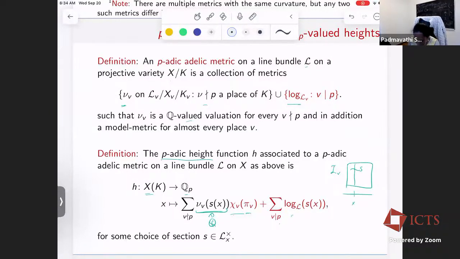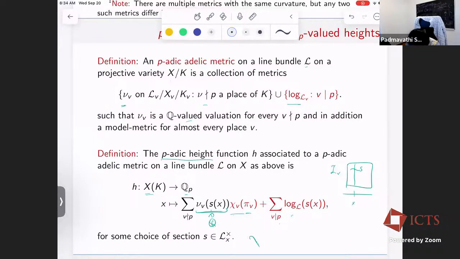Right. So the global height is the sum of local contributions, and it's independent of the choice of section that you choose. In the classical Néron height, the independence of choice of section comes from the product formula. Here, this comes from the fact that you choose.